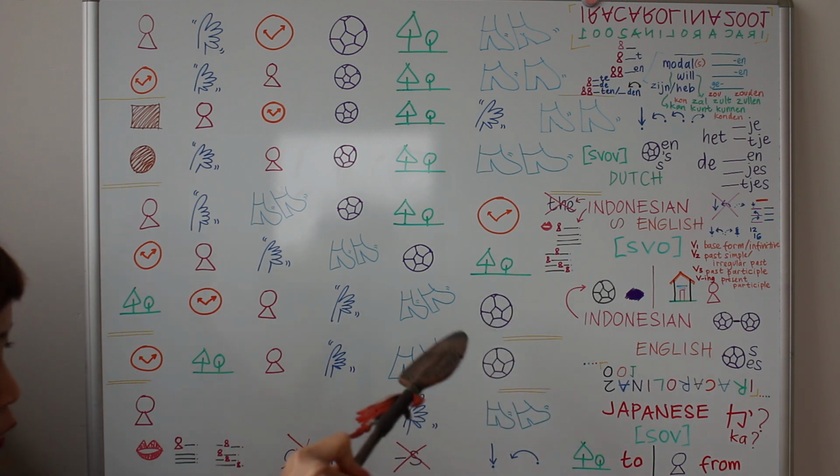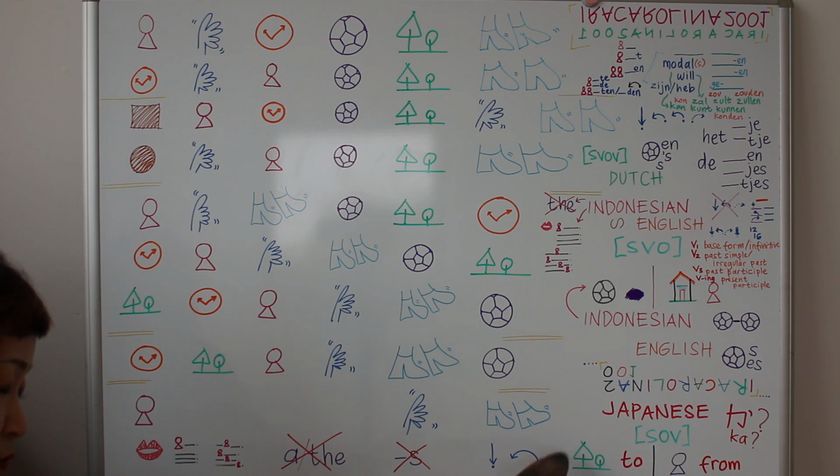Initially you put or say the place itself first, and then after that "to". Let's say Japan. To Japan. In Japanese you say "Japan to".